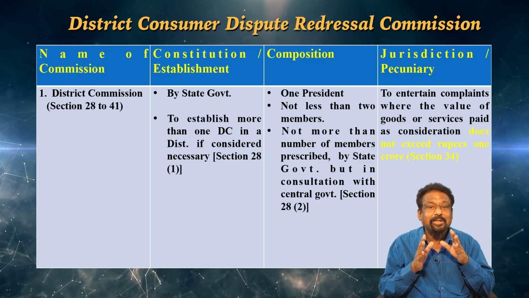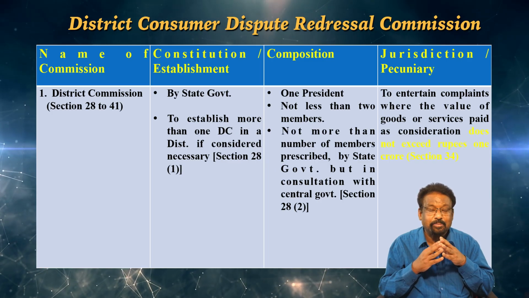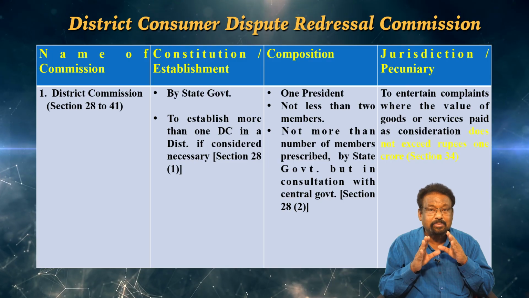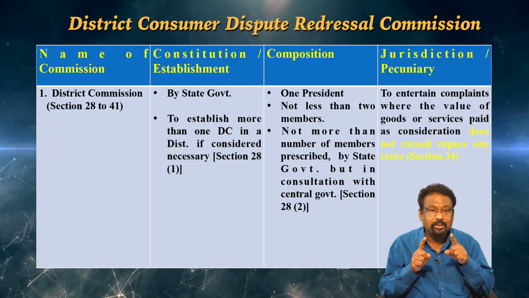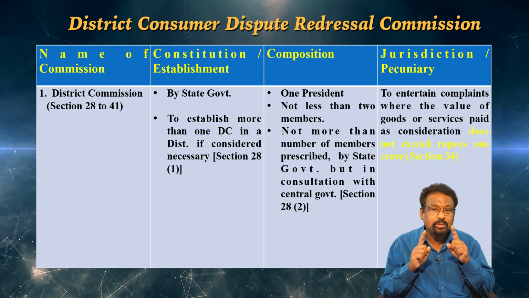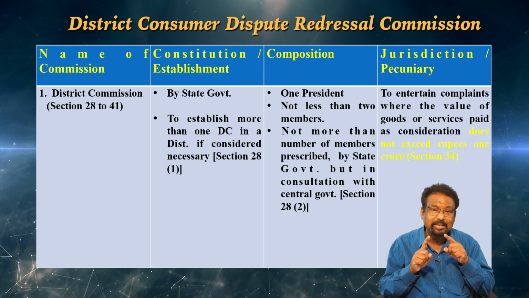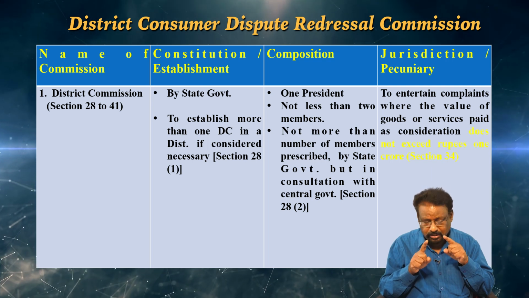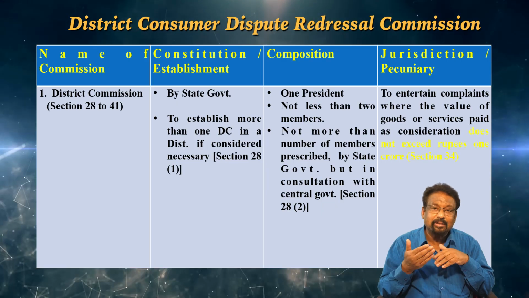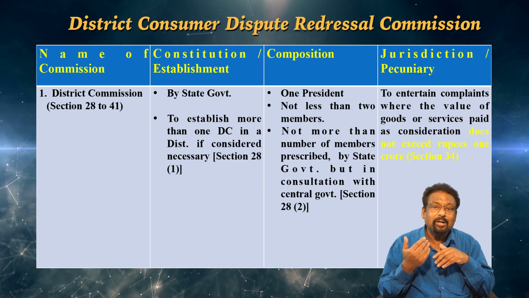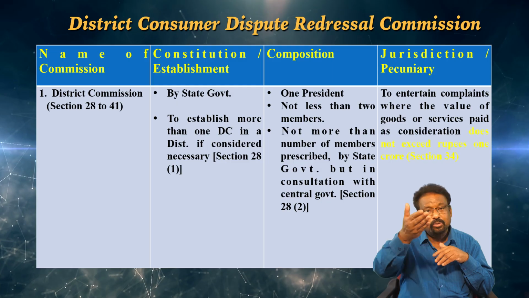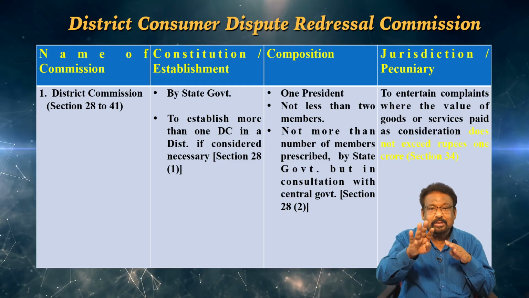Then the composition of the commission, what should it be? In the case of the district commission, there must be one president who must be a judicial person. A judicial person is either a sitting judge or retired judge of the high court or district court, or an advocate who has practiced at the district level for a period of 10 years or so. The qualifications are prescribed.